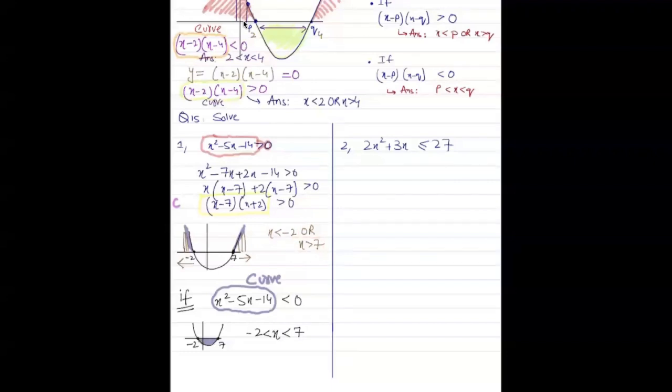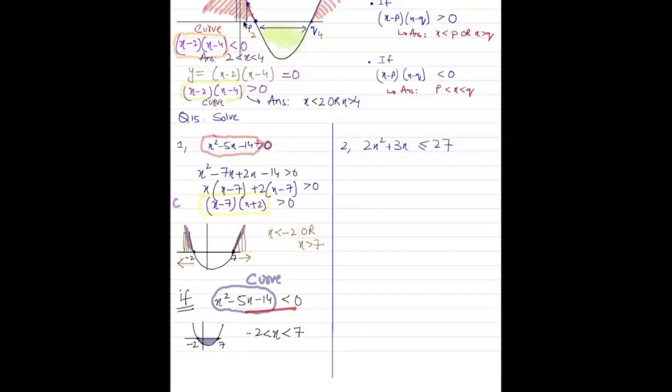Yes. See, if you can just plot this basic sketch, you're going to answer this easily. In order to get this part of the graph, I will have to go below -2, which means x is less than -2. To get this part of the graph, I will have to go towards the right of 7, which means x should be greater than 7.